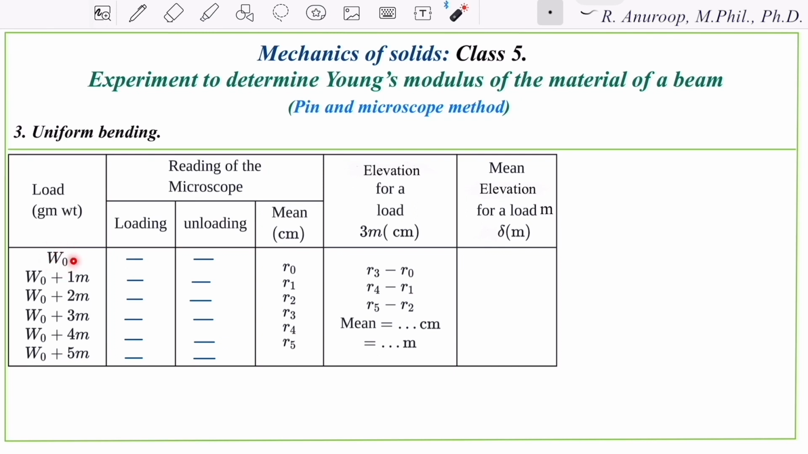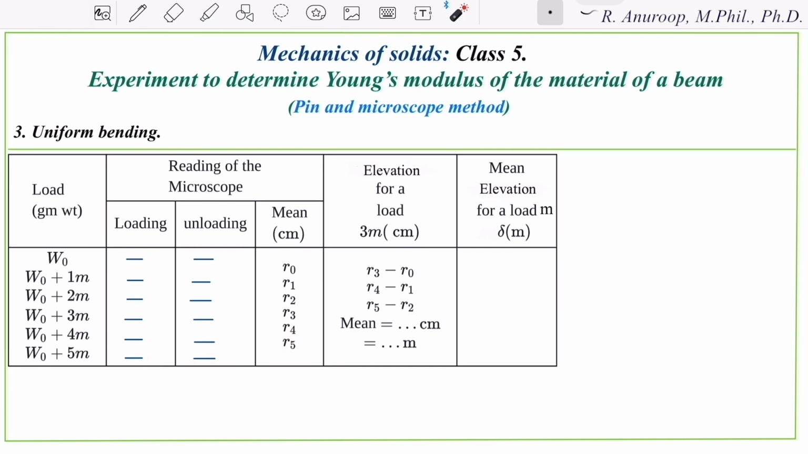For W0, the mean value is R0. R1 is the mean value corresponding to W0 plus 1m. R2 is the mean value corresponding to W0 plus 2m in the loading and unloading. R3 is the mean value corresponding to W0 plus 3m. For W0 plus 4m, the average value of loading and unloading is R4. And for W0 plus 5m, the average value is R5.